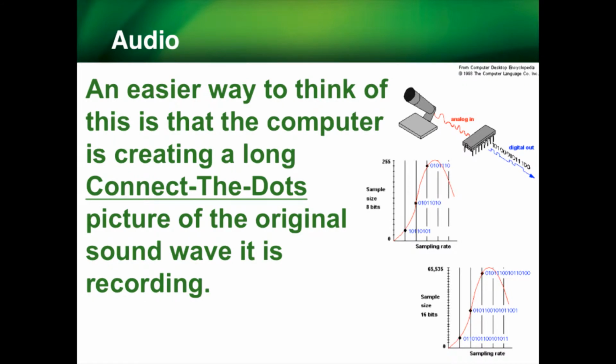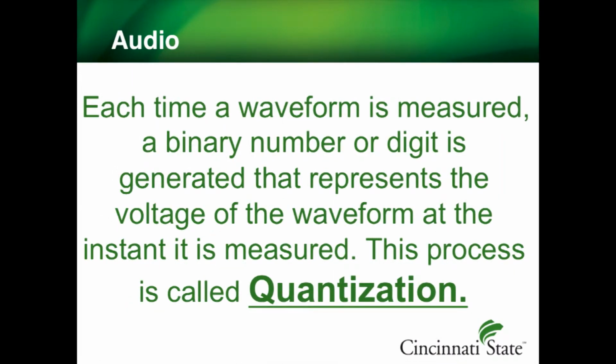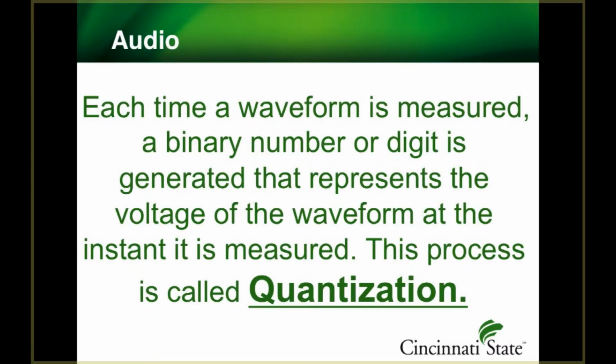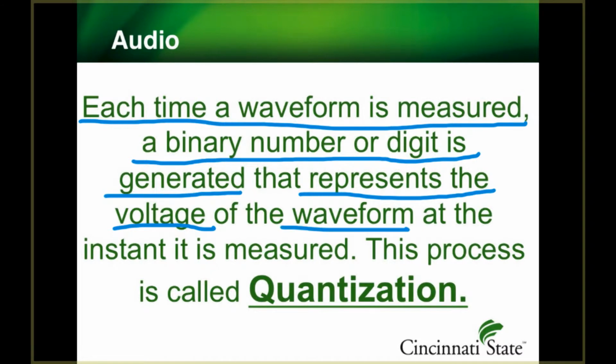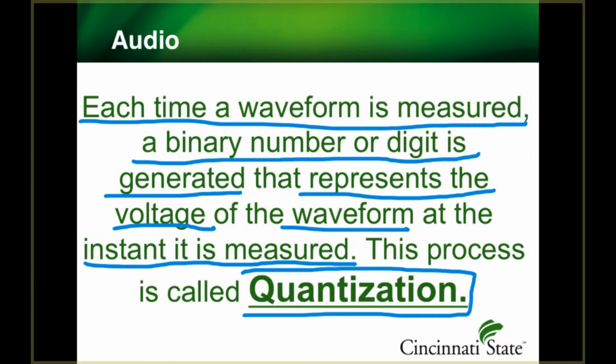An easier way to think of this is that the computer is creating a long connect the dots, like I just said, of what the sound wave looks like when it's being recorded. Each time a waveform is measured, a binary number or digit is generated that represents the voltage of the waveform at the exact instant it was measured. This process is called quantization. You might want to remember this term. Quantization is an important term.